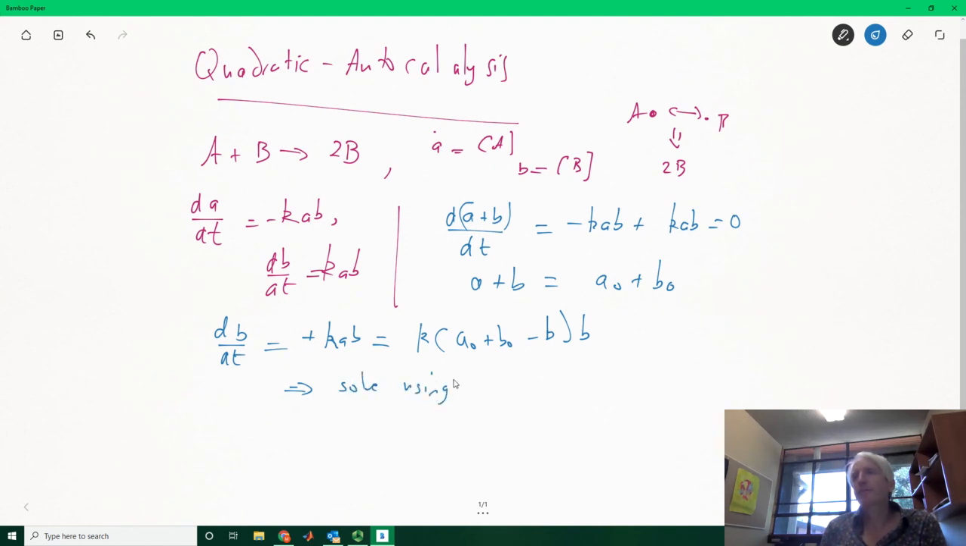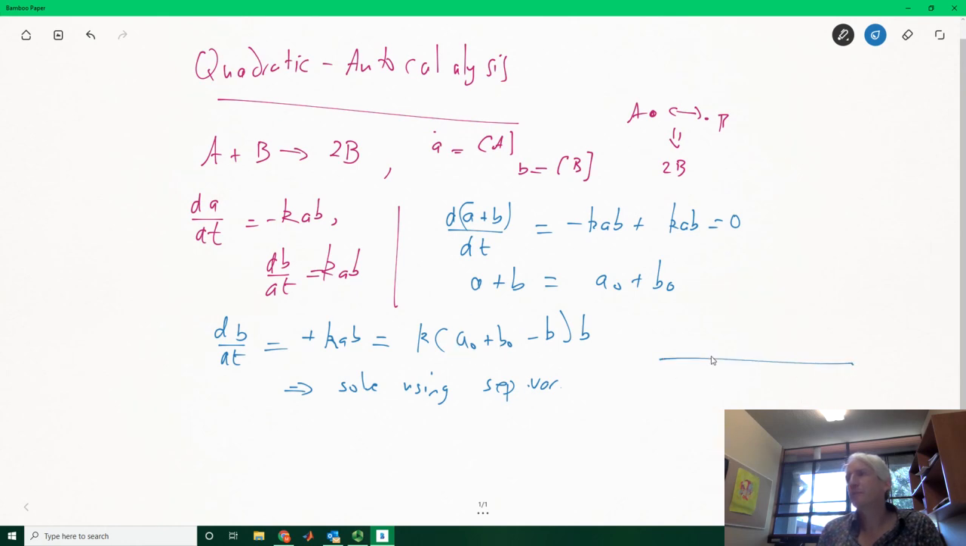It's one of your problems in the assignment, so I'm not going to work it out. The solution is given in the notes, so that's no problem. You can do this by separating variables. If you look at it on a phase line, you've got equilibrium points when B is 0 and when B is the starting total, the amount that you started out with.